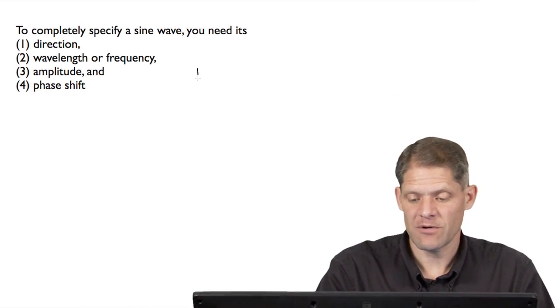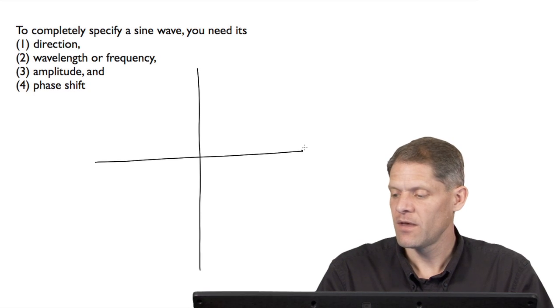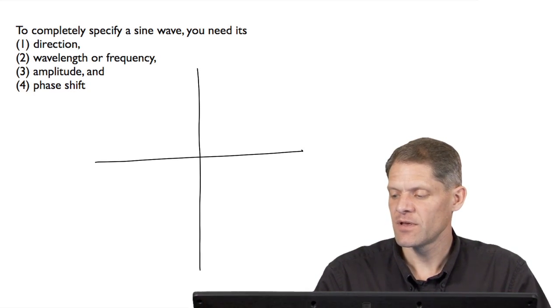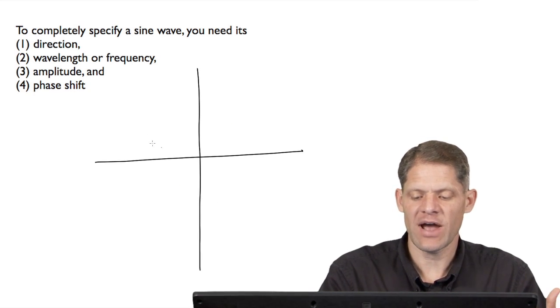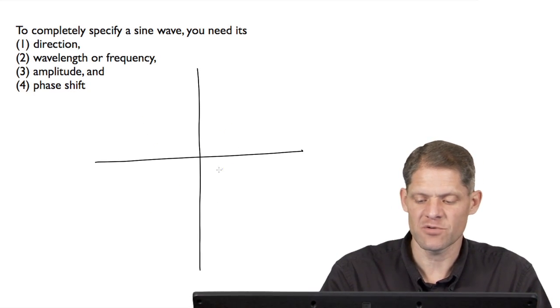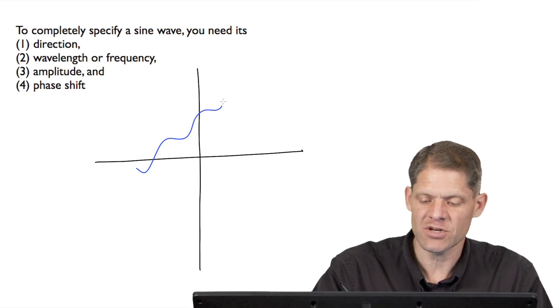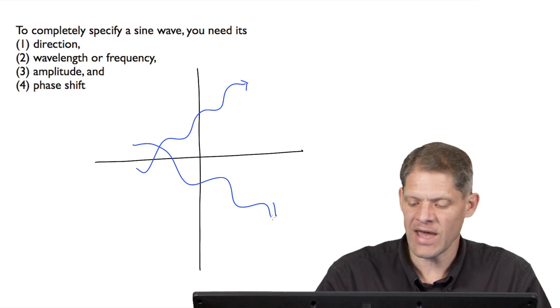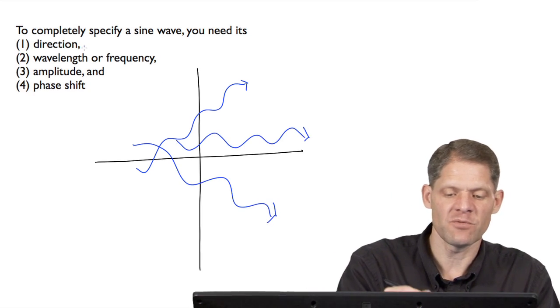So for instance, if I were to draw coordinate axes, and then on that we were going to plot a sine wave, and let's imagine that it's a two-dimensional sine wave traveling through this space in some particular direction. First of all, to specify which sine wave, we need to know what direction. Is it a sine wave going like that? Is it a sine wave moving like that? What direction is the sine wave going? So that's the first thing we need to know.